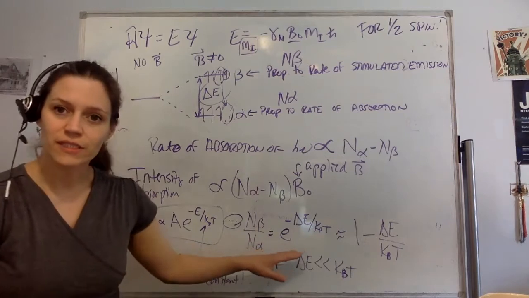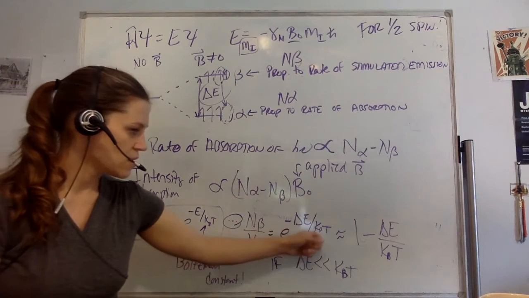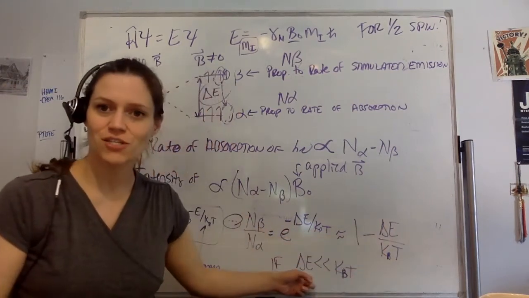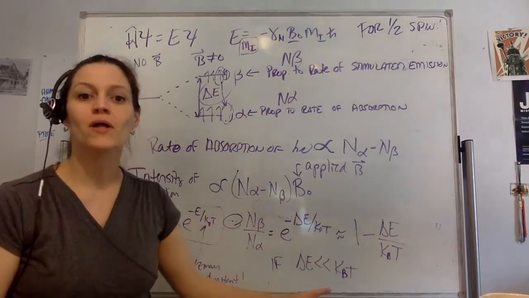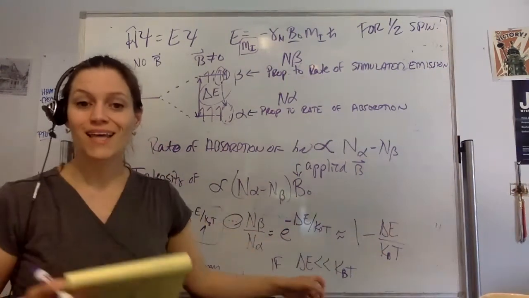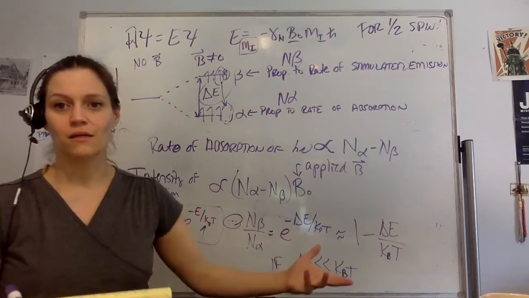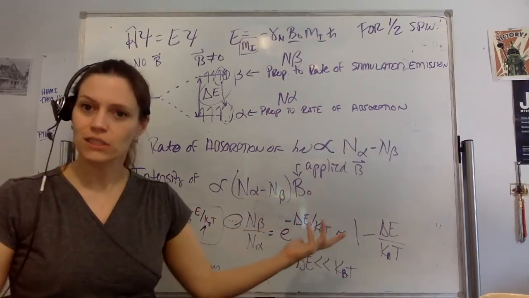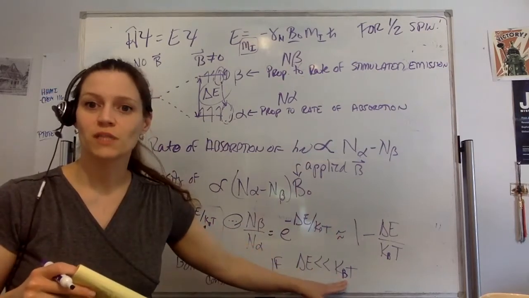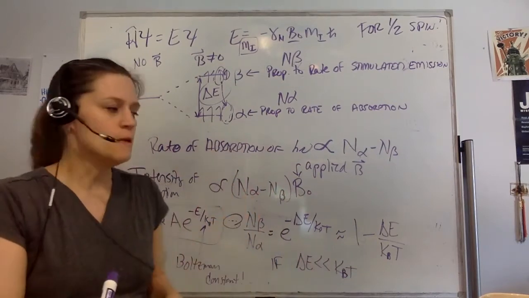Using a Taylor series expansion, we can look at this population difference. e to the minus delta E over kT is approximately equal to 1 minus delta E over kT if the change in this energy state is very, very small compared to the thermal energy in the system. kT is a very important quantity. If you have something at, say, 20 degrees Celsius, how much energy is that? You take your temperature, multiply it by your Boltzmann constant, and that gives you the energy contained within that temperature.